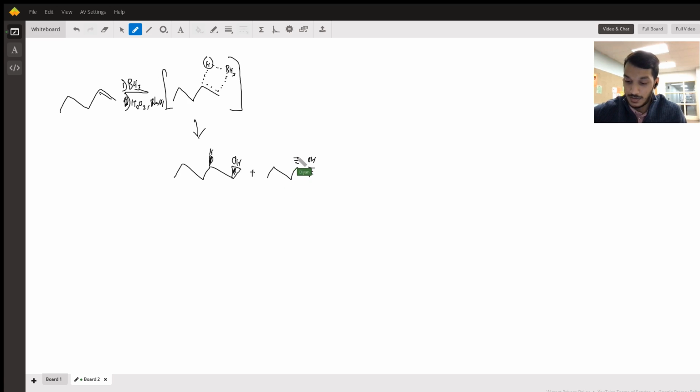OH, H. And the reason for the cis addition is because during the transition step, it's added through that box mechanism. So that hydrogen and that BH2 get added on the same plane. So that's why we have the OH and the hydrogen on the same face, or on the same plane.